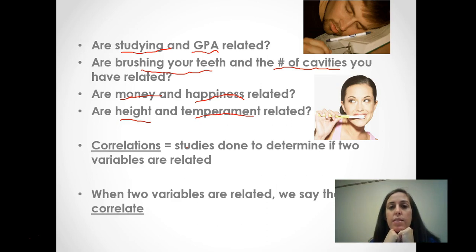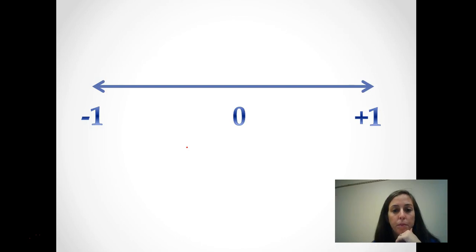Now, here's another thing. Some variables can correlate more strongly than others. So on here, I would say probably that brushing your teeth and the number of cavities, that's probably a strong relationship. It's a strong correlation. Now, money and happiness, maybe it's not as strong. Maybe they do have a relationship, but it's not as strong as the other one.